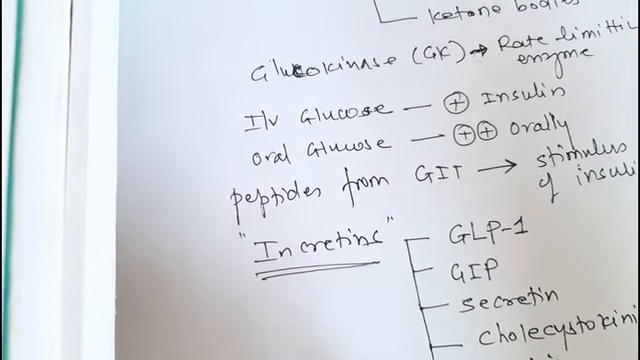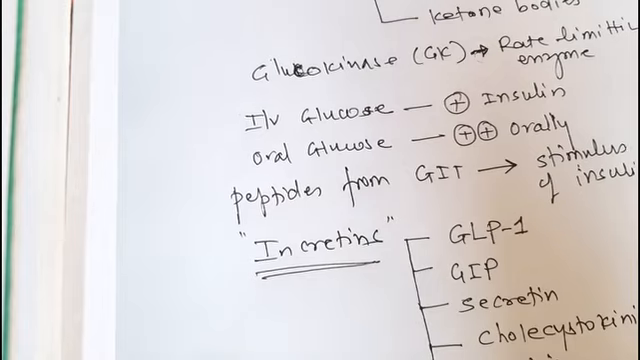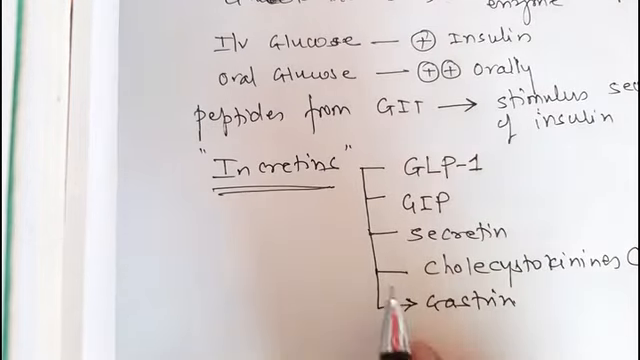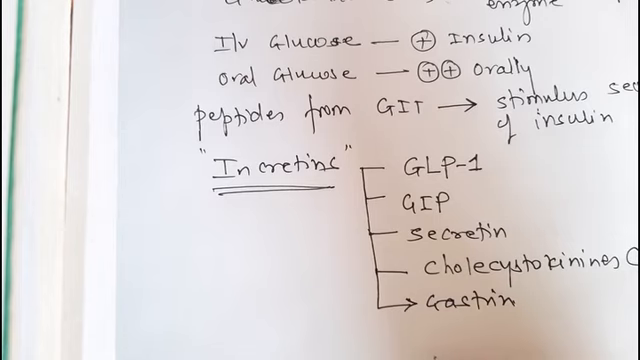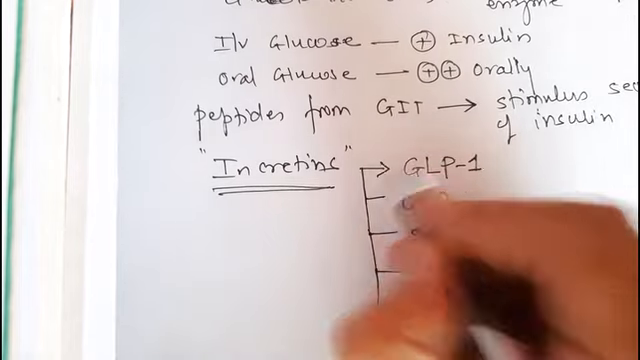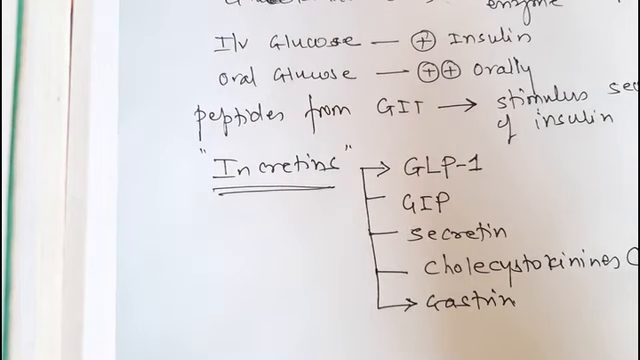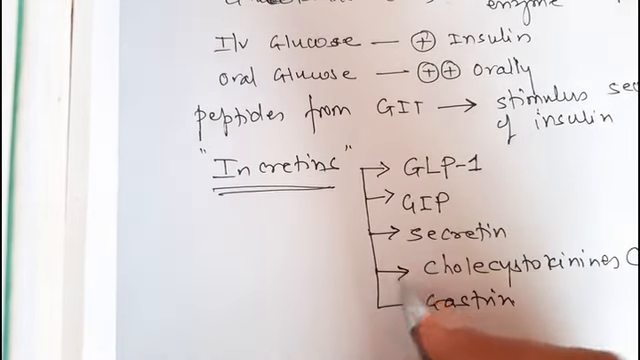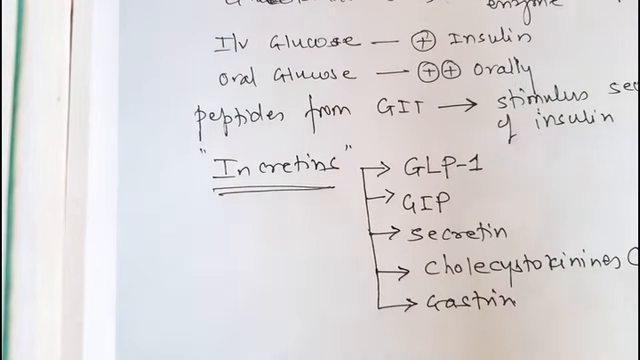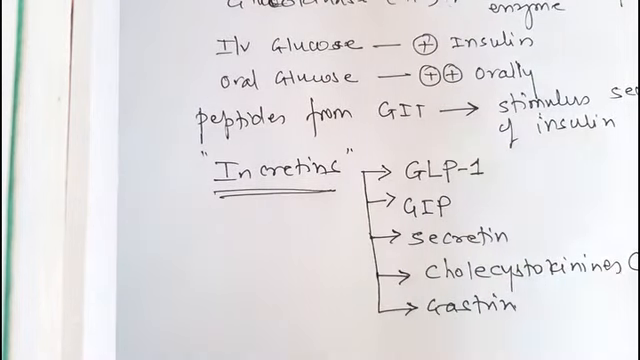These are the hormone-like peptides which originate from the gastrointestinal tract, and their action is on the beta cells of the pancreas for stimulating insulin secretion. Now, how do they act? They have receptors on the beta cells of the pancreas, and after ingestion of food they are secreted into the blood from the gastrointestinal epithelial cells and cause an increase in the secretion of insulin.